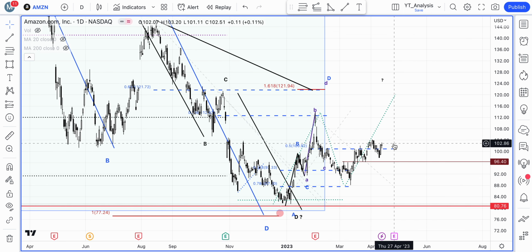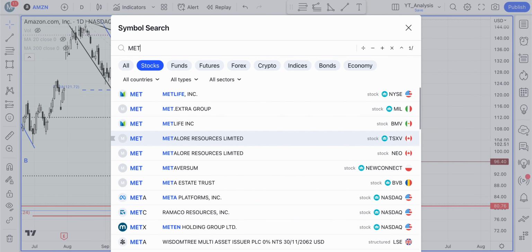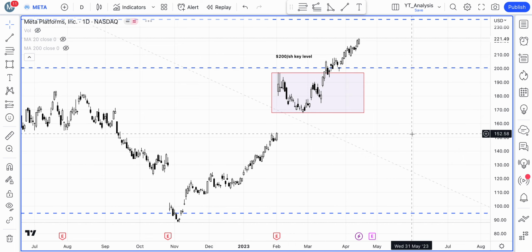Otherwise, it looks like maybe it's just going to consolidate in this range formation. So, let's take a look at Meta Platforms. Here we go.